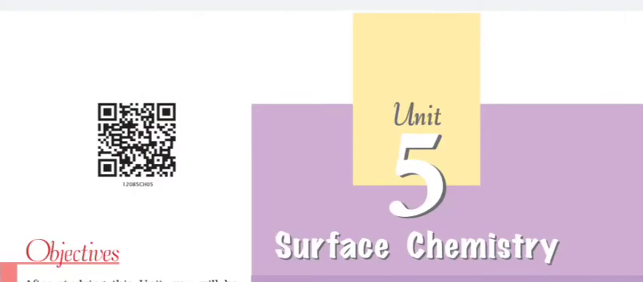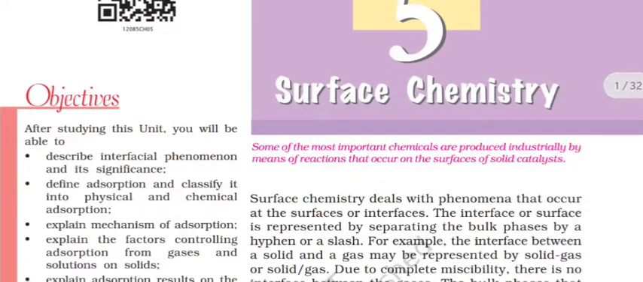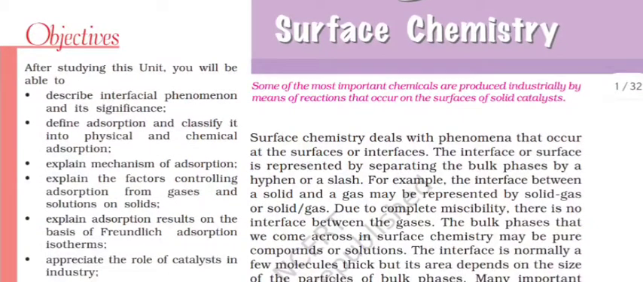Unit 5 Surface Chemistry. Some of the most important chemicals are produced industrially by means of reactions that occur on the surfaces of solid catalysts. Surface chemistry deals with phenomena that occur at the surface or interfaces.